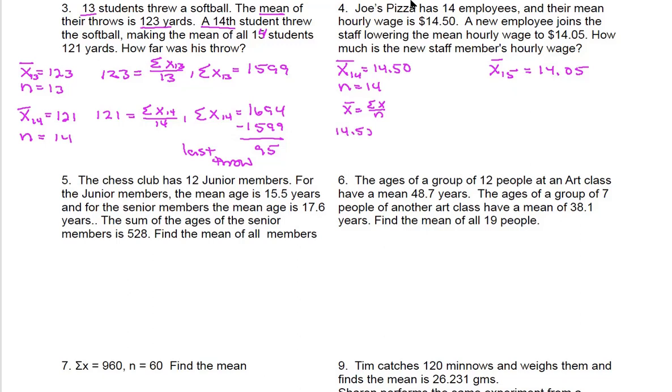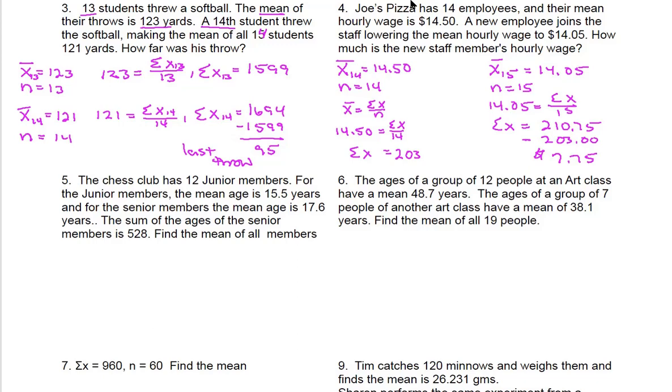What I need to figure out is how much the new guy makes. So I find the sum of x's for each one. And in this case, it's going to be 203. And then I'm going to do the other one where I'm going to set up my mean of 14.05. It's going to equal the sum of the x's, but it's going to be over 15. So my sum of my x's with 15 is going to be 210.75. Now, all I've got to do is take the 210.75 and subtract the 203, and that's going to be the difference, and that's going to be the new guy's hourly wage, which is going to be $7.75.